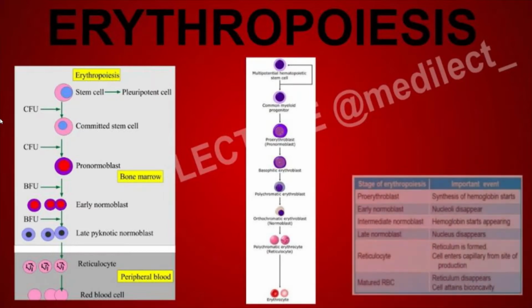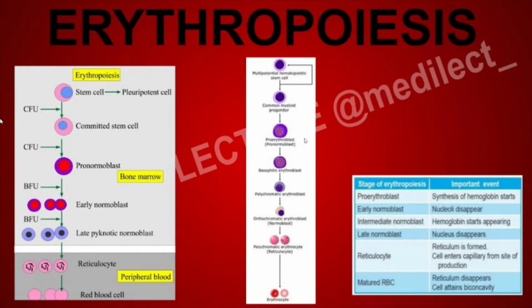Now some more important points. The proerythroblast, that is the pronormoblast stage: the most important event occurring here is that the synthesis of hemoglobin starts.